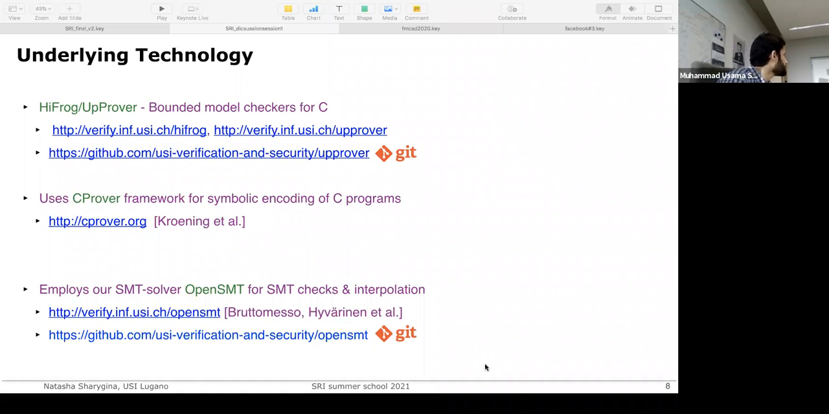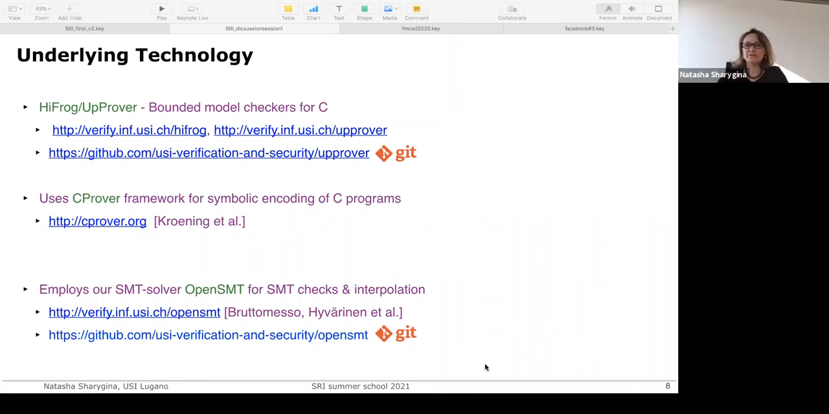So I think the first thing was, you mentioned that you are also doing proofs for these tools, right? So AppProver and HiFrog. So you mentioned that you are also doing proofs for them. And I was wondering in which formalism are you proving that, for example, in Coq or something like that?